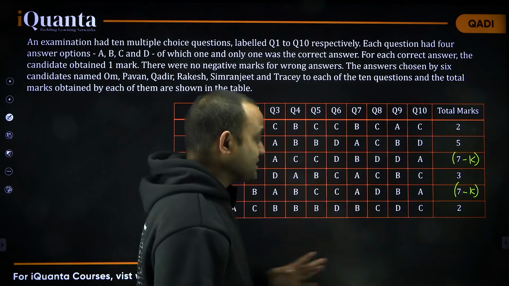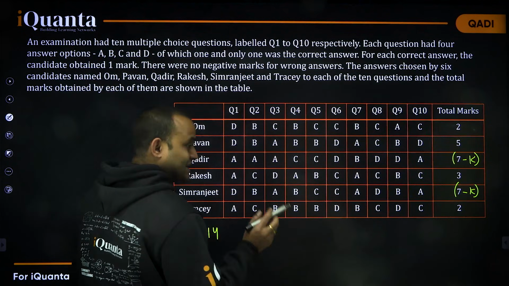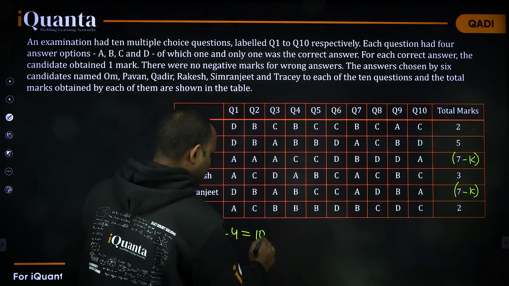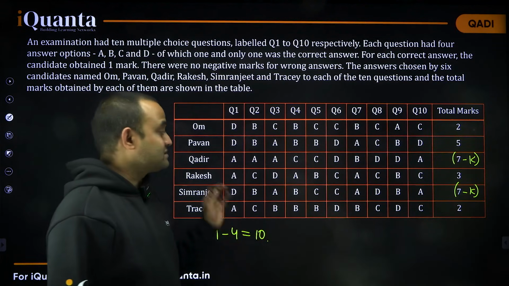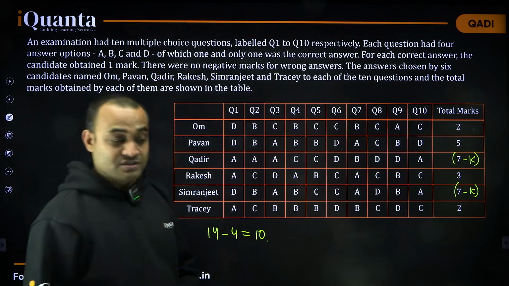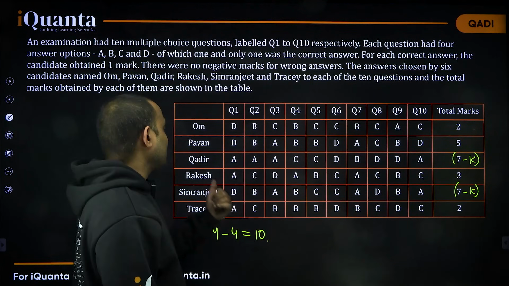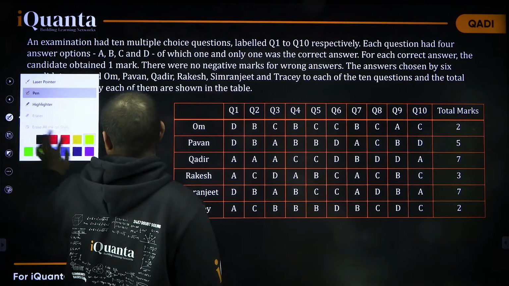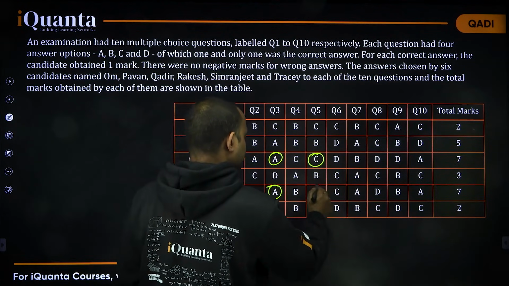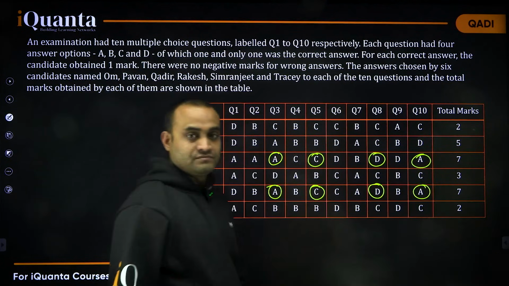So what does it tell us? That 14 questions that they have answers, 7 plus 7 total marks minus 4 is equal to 10, meaning exactly 4 answers that they have given same are correct answers. Rest of the 6 questions, 3 of them are corrected by Simranjit and rest of the 3 of them are corrected by Qadir, meaning these 4 questions answered by Qadir and Simranjit, which are same, are correct. These are absolutely correct.